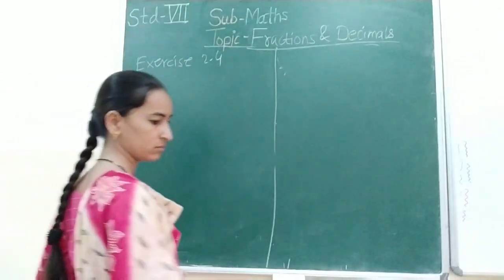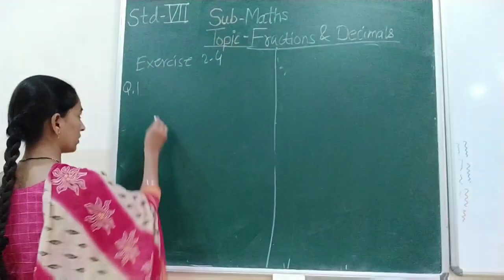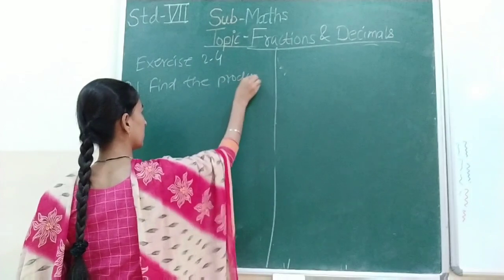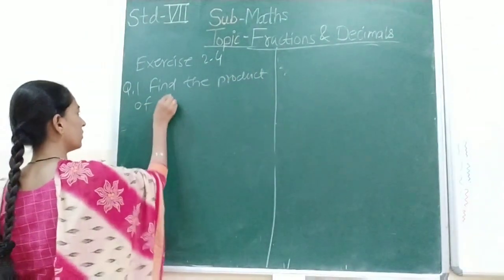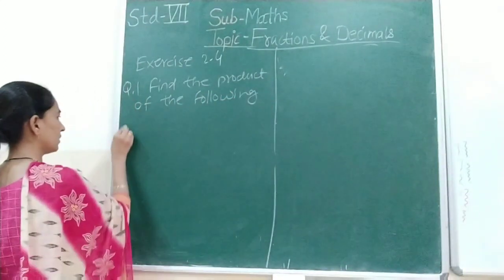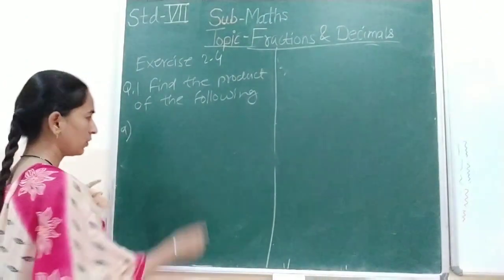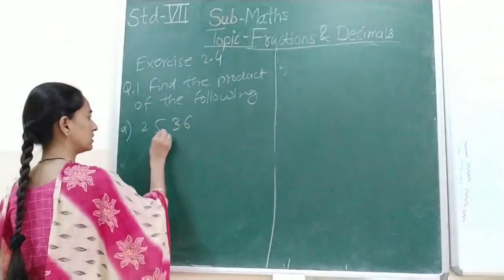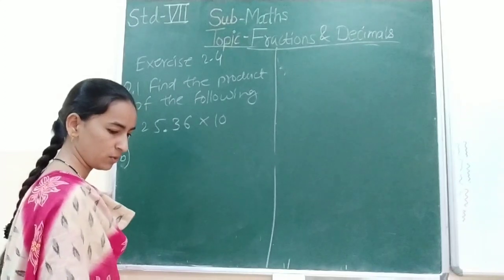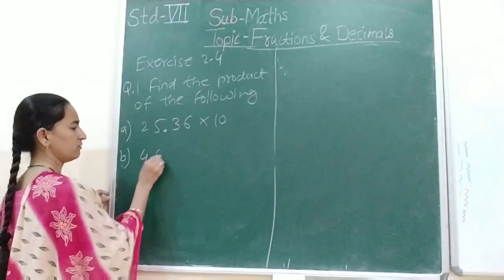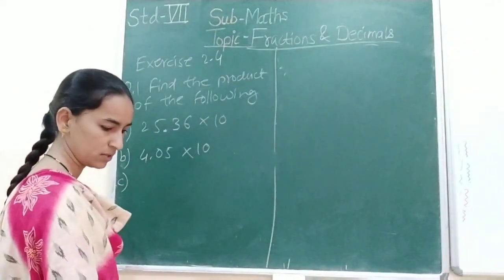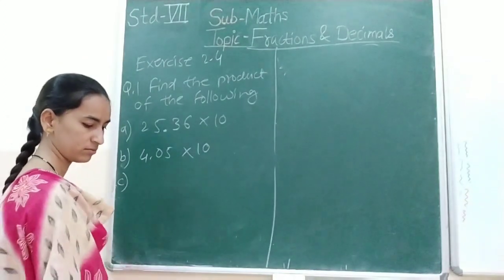Question number 1. Find the product of the following. In that, first is 225.36 multiplied by 10. B is 4.05 multiplied by 10. C is 0.031 multiplied by 10.